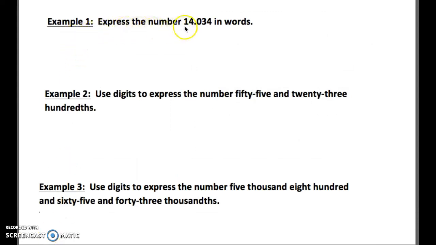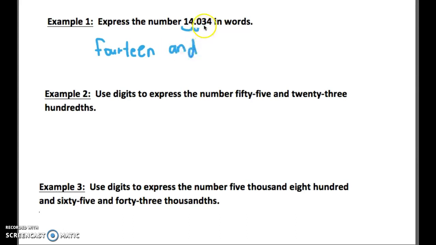Okay, example 1. Express the number 14.034 in words. Remember, the first number here is 14. So it would be 14. Okay, 14 and, that's my decimal point right there. Remember, the decimal converts to the word "and."